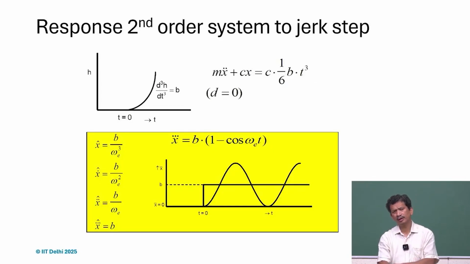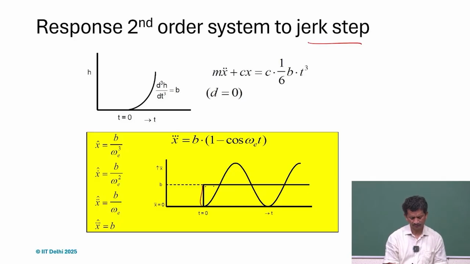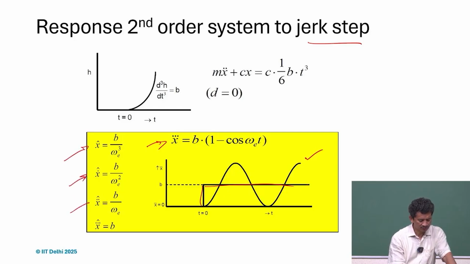So in mechanisms, we also talk about jerk, because if you take the derivative of the acceleration, we get the jerk, and if the jerk, the third derivative, is not 0, then it also gives rise to a lot of issues. So what happens if it's a jerk step here, third derivative? Again, this is the response for jerk if there is a sudden jerk in the system, and this is the displacement, velocity, acceleration, and jerk.